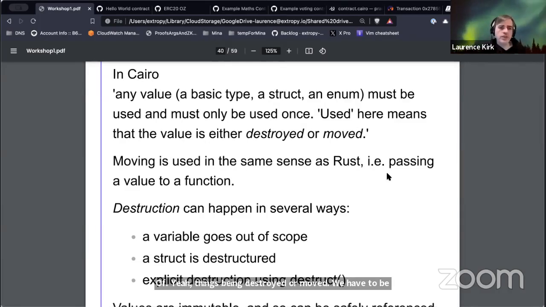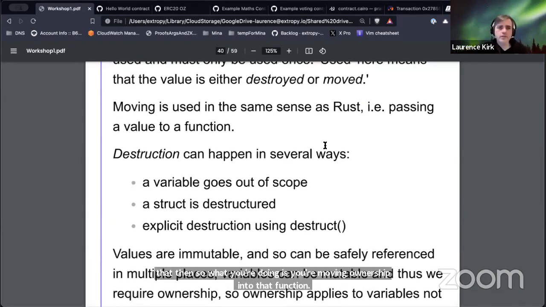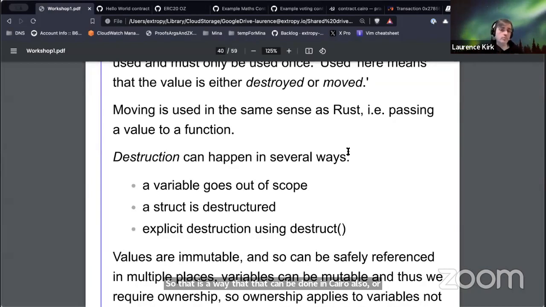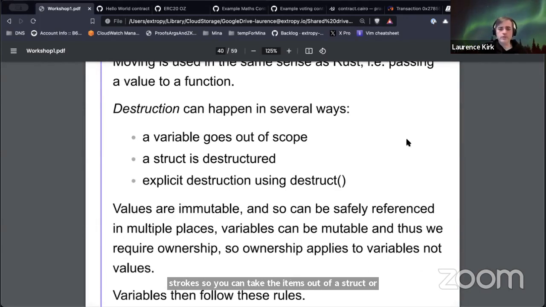Now, moving works in the same way that you may have come across within Rust, in that the ownership of something is being transferred. For example, if you pass something into a function as a parameter, the parameter variable within that function then takes ownership of that value. So what you're doing is moving ownership into that function. That is a way it can be done in Cairo also. As for destruction, it could happen because a variable goes out of scope, or you can destructure structs, so you can take the items out of a struct, or you can use a destruct keyword as well.